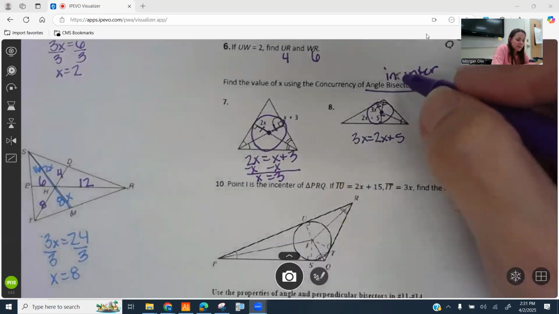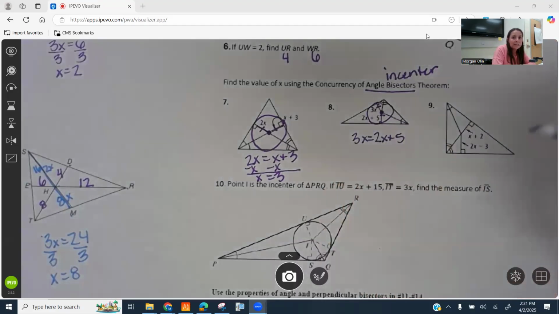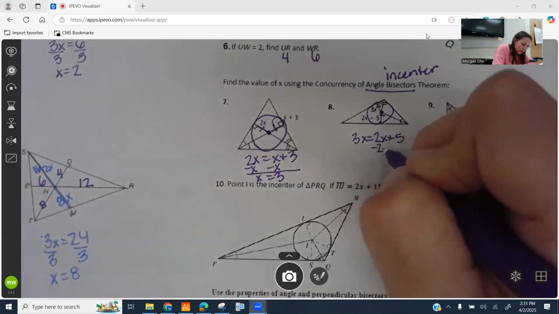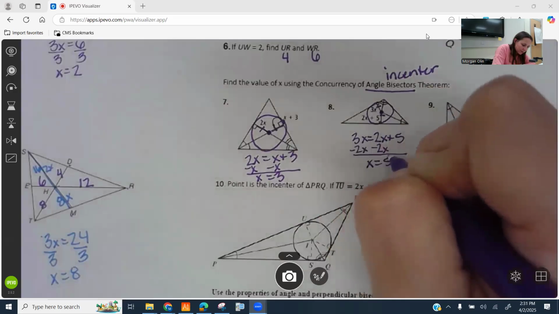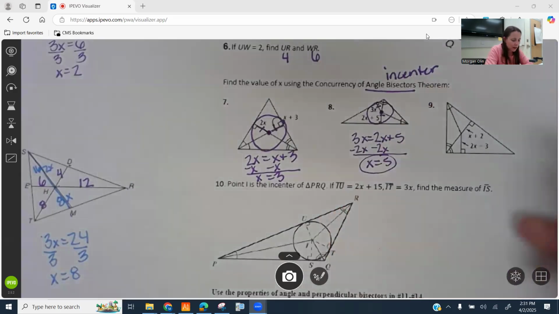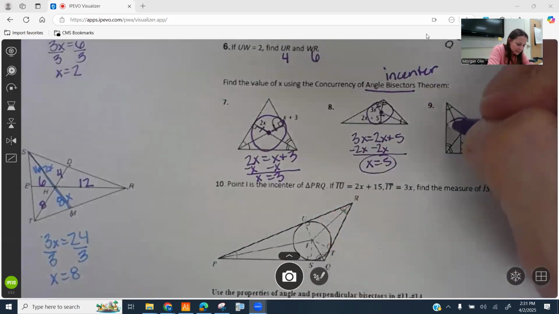And think about this. In center, I can draw a circle in the center. Go ahead and subtract 2x, and we get x equals 5. And last one, again, angle bisector. These are all kind of the same type of problem.